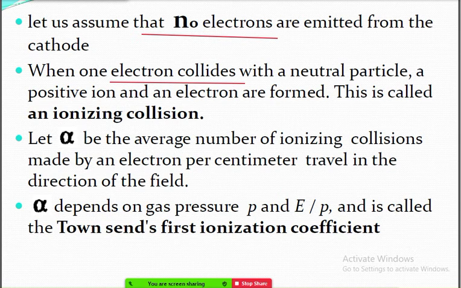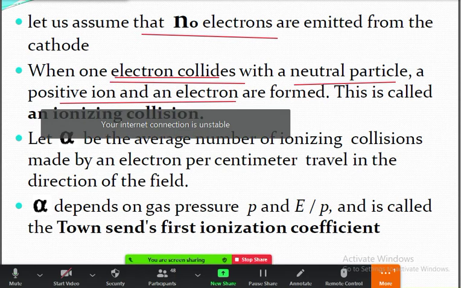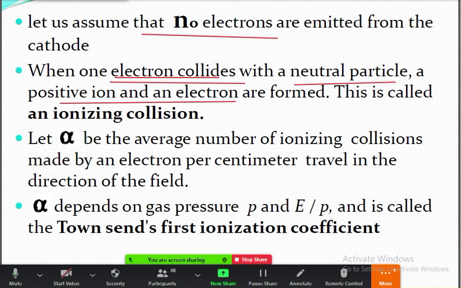So when an electron collides with a neutral atom, you will get an electron and an ion. These are formed, and that is called an ionizing collision.